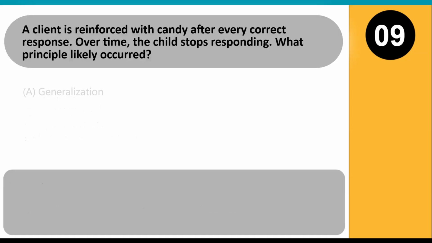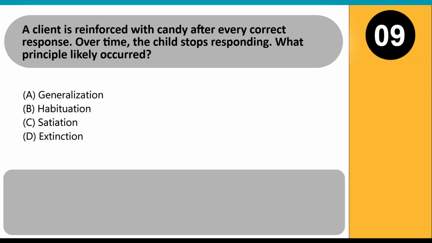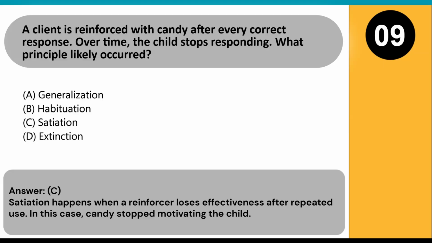A client is reinforced with candy after every correct response. Over time, the child stops responding. What principle likely occurred? A. Generalization. B. Habituation. C. Satiation. D. Extinction. Answer: C.